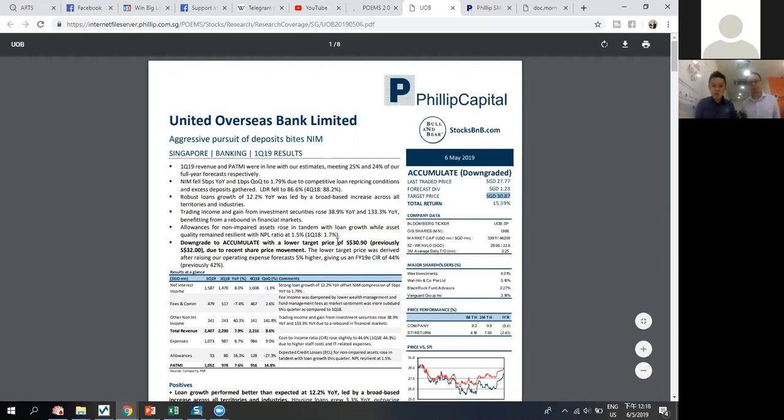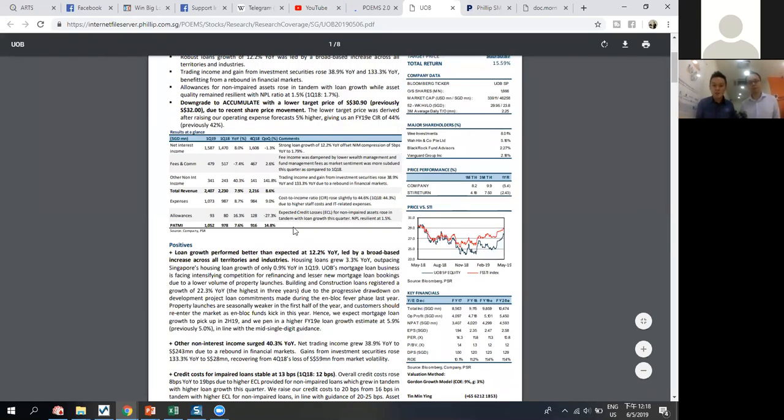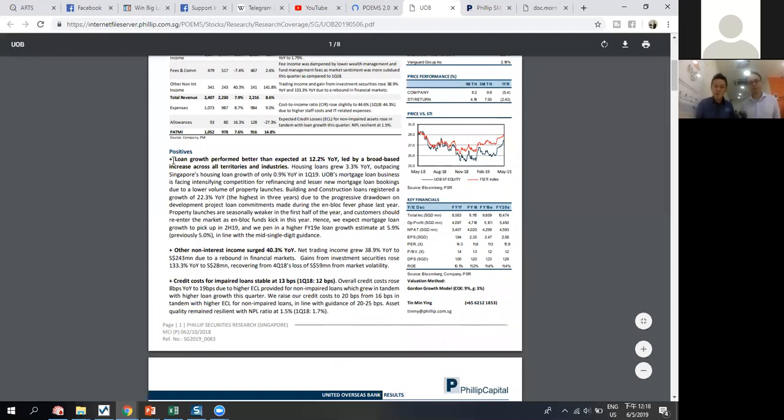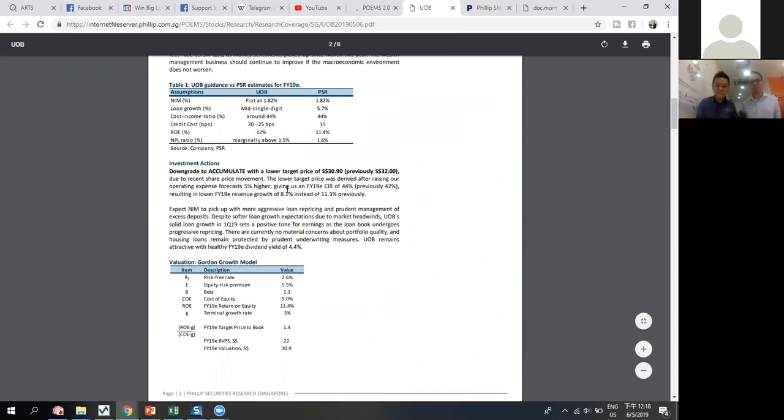So basically, they explain why they are recommending it, or why they think this company is a strong company. For example, loan growth performance was better than expected, 12% year on year. So these are the things you can research if you want to know more about the company.